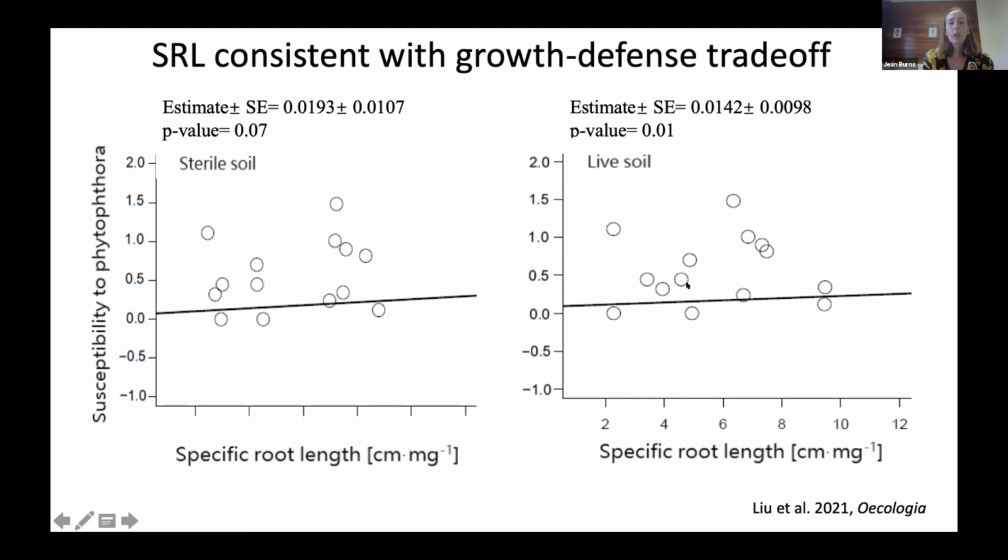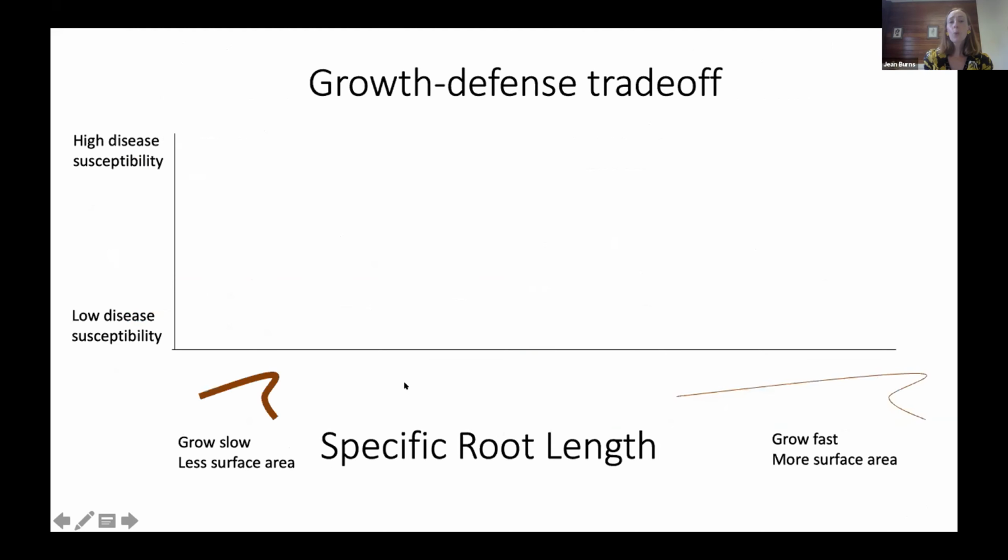Species at the lower end of this have a low specific root length and potentially are allocating more to defense, or at least are less susceptible to disease, which is consistent with less allocation to growth. So what we see in general, like I said, is that there are some species that clearly follow this trend. Rhododendron atlanticum, for example, is our species with the lowest specific root length, and it also has amongst the lowest disease susceptibility. It survives incredibly well in experiments.